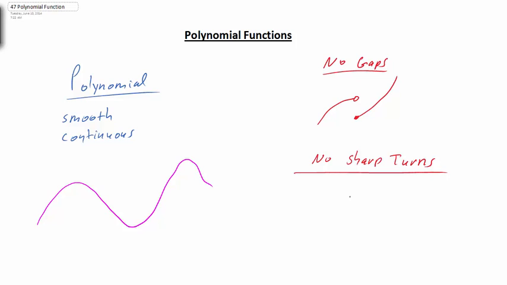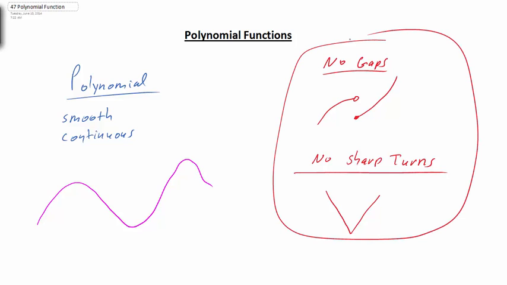And what that means is we looked at some absolute value problems before. There's no sharp V in it. So all of these types of things are not going to be polynomial functions. A polynomial function is always going to be smooth and continuous.